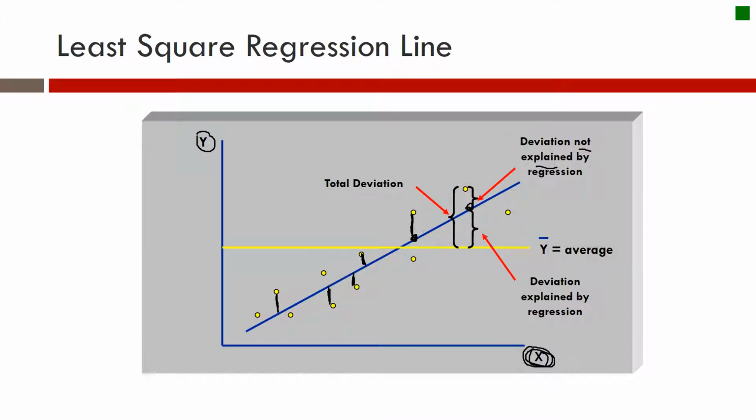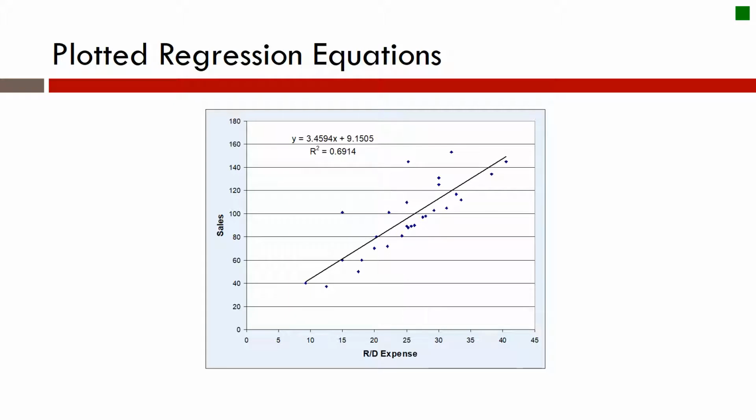Okay, so that's one example. Here's another example, again using research and development expense and sales. Apparently, the more you do research and development, the more you increase your sales. These are positively related. There's an R square here of 0.69. There's a constant, and the constant would be where this line crosses. So it's somewhere around 9.15.